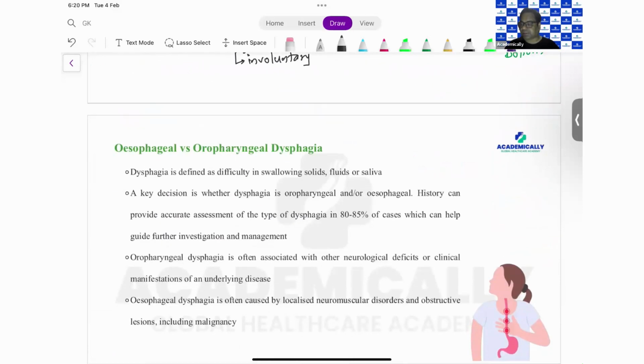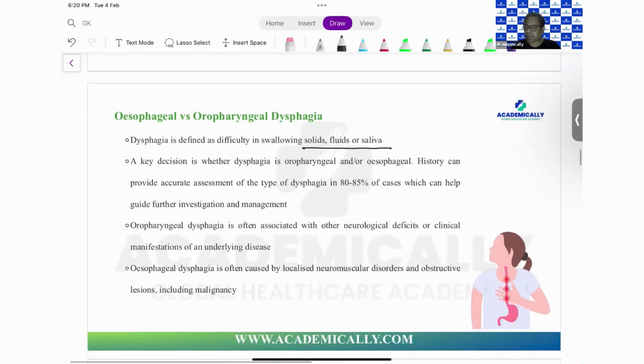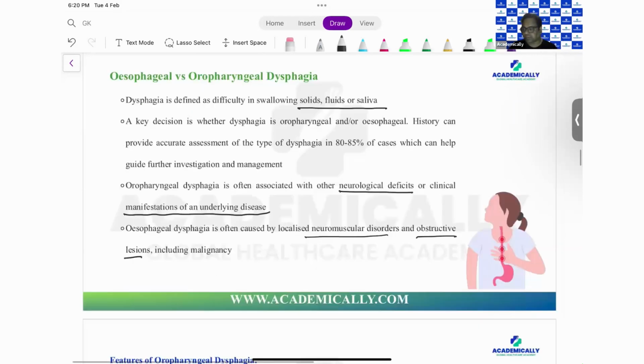So dysphagia is difficulty in swallowing. What do we swallow? We swallow either solids, fluids, or saliva. These are the three important things that we swallow. All right. Now, oropharyngeal dysphagia, as we said, is due to neurological deficits, and they're usually a clinical manifestation of some underlying disease. So there might be motor neuron disease, some other disease, some paralysis, and that can cause this. Whereas esophageal dysphagia is usually due to obstructive lesions or localized neuromuscular problems. All right. So one has to be more careful.